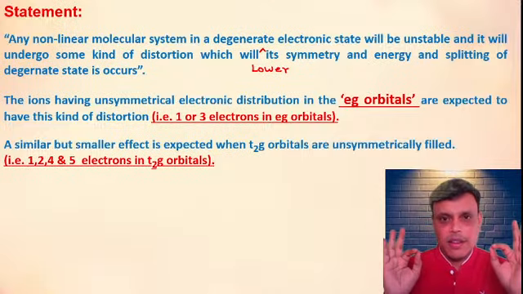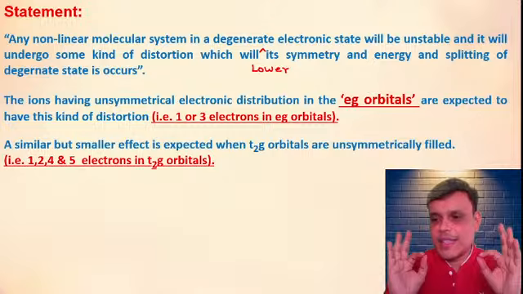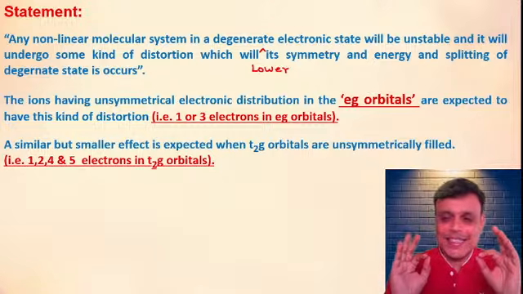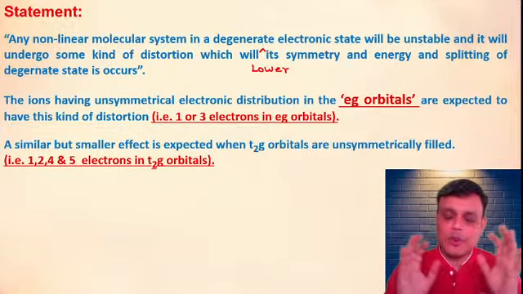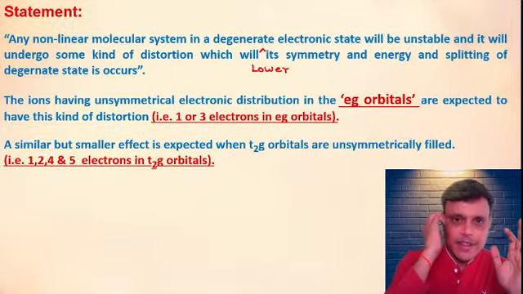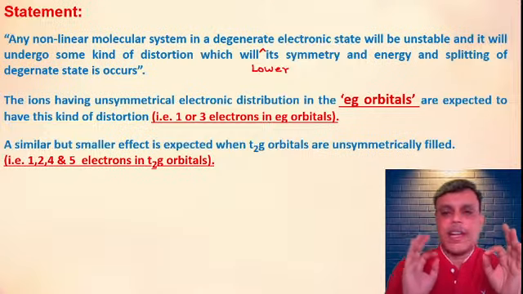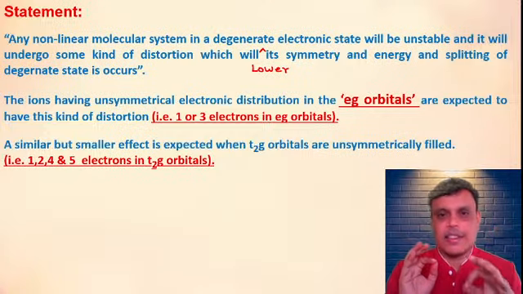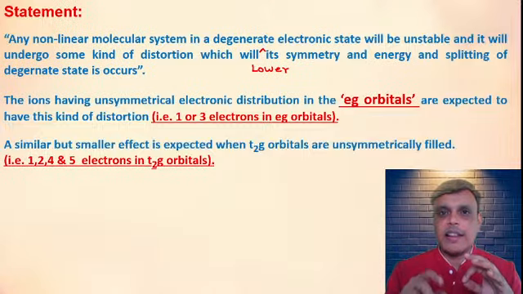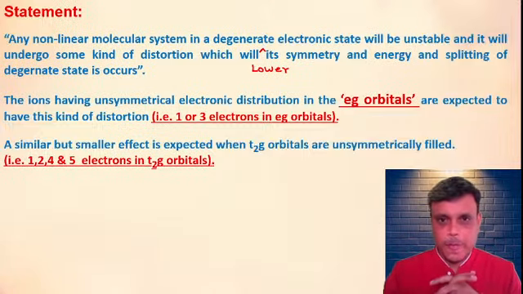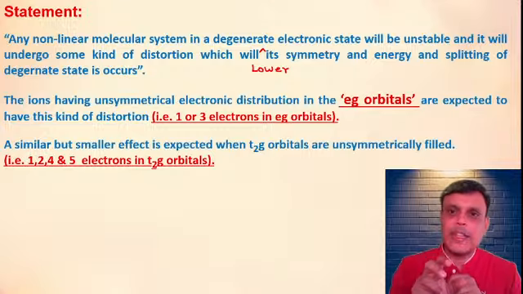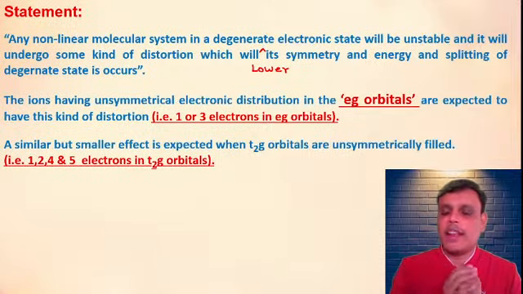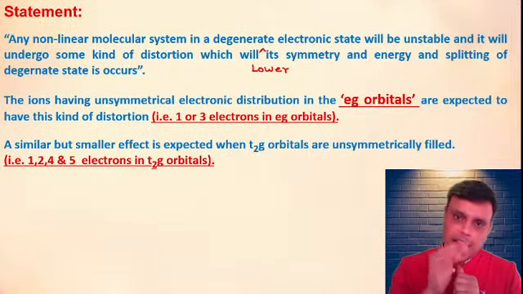While octahedral complex, because of axial approach of ligand. Correct. Very good. Because of axial approach of ligand. Now listen carefully the answer. While formation of octahedral complex, CFT considers the approach of ligands is along the axis, and eg orbitals have their lobes pointed along the axis.